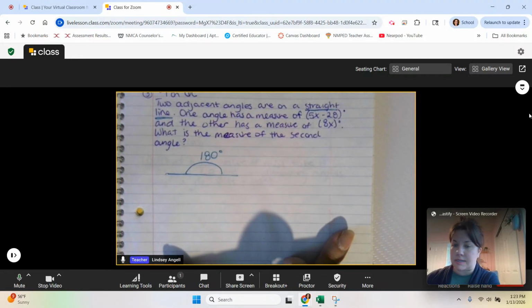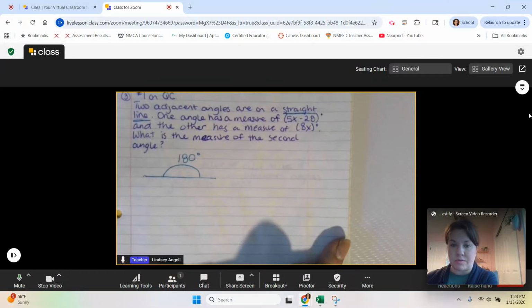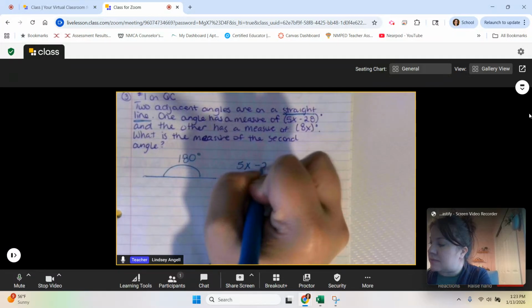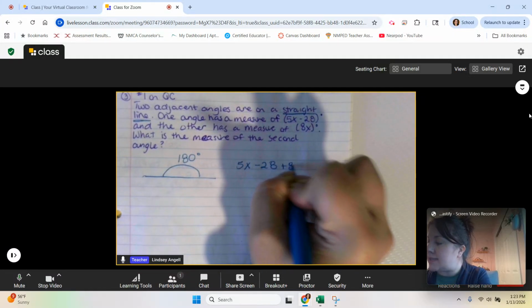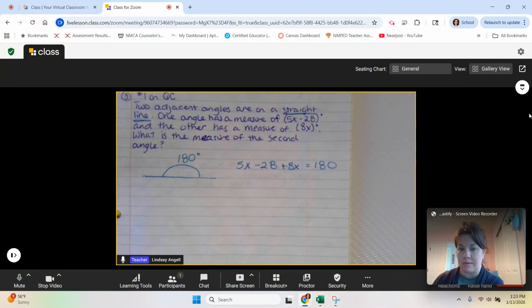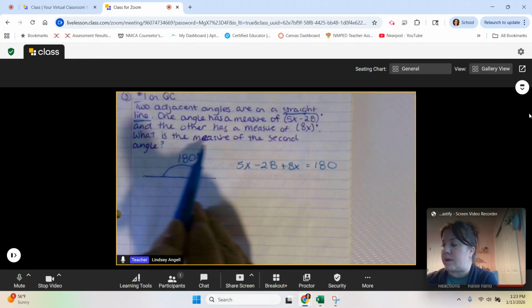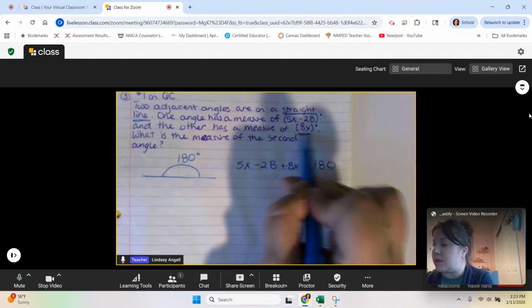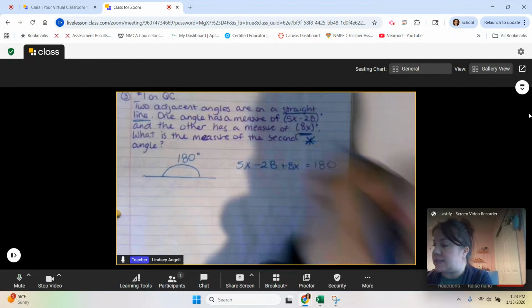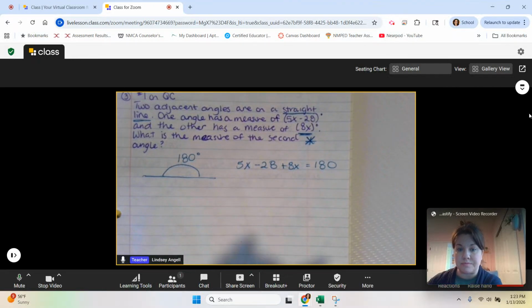So knowing that, that's what we're going to set both of those equal to. We're going to add them together. We've got 5x minus 28 plus 8x. Those added together give us 180. So that's the first step, we need to figure out what x is equal to. Because then we can plug it back in, because it says what is the measure of the second angle. So really we're looking for what that one equals. You could even star it to say, heads up, that's our final answer.